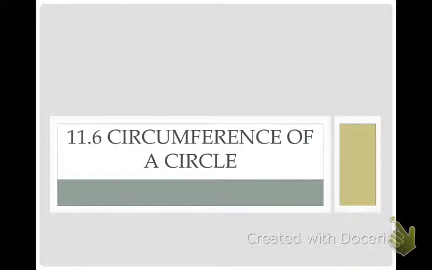The circumference is exactly like perimeter when we found perimeter before. So what do you think circumference means? The outside. It is measuring the outside of a circle. That's what it means, okay?